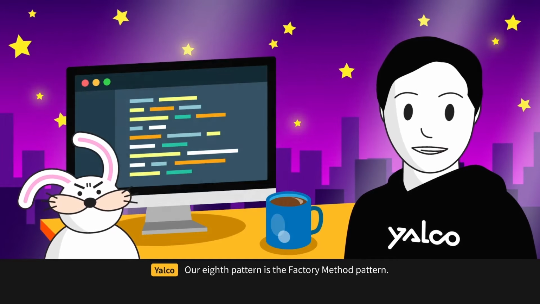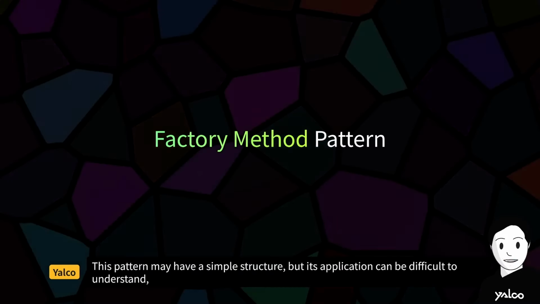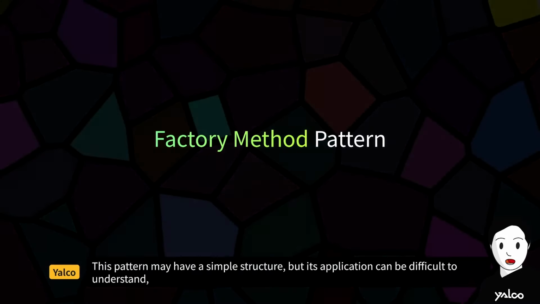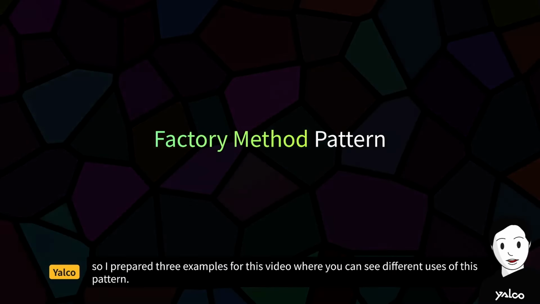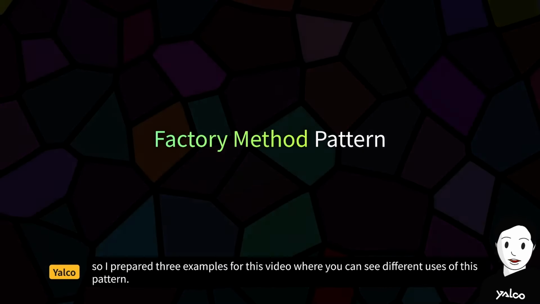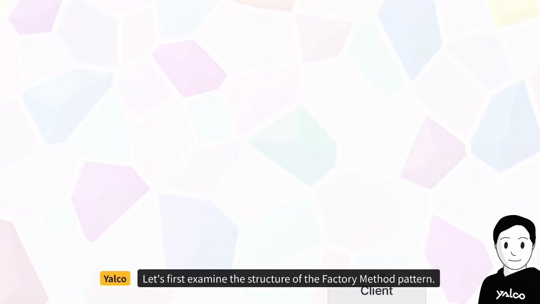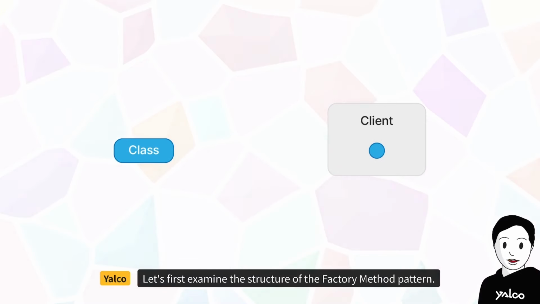Our eighth pattern is the factory method pattern. This pattern may have a simple structure, but its application can be difficult to understand. So I prepared 3 examples for this video where you can see different uses of this pattern. Let's first examine the structure of the factory method pattern.